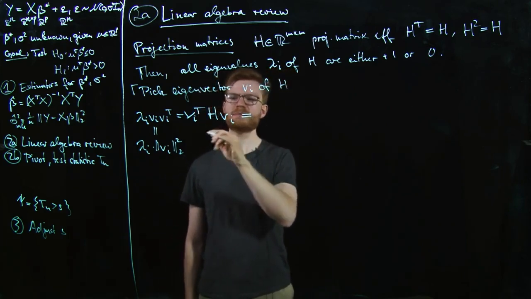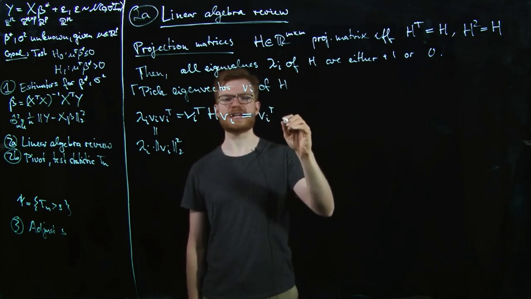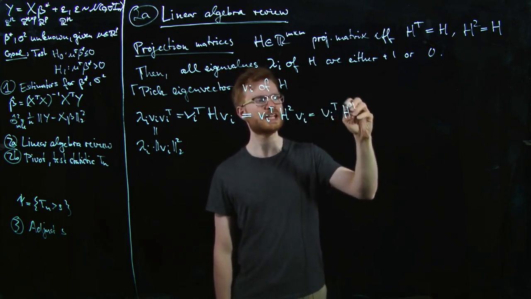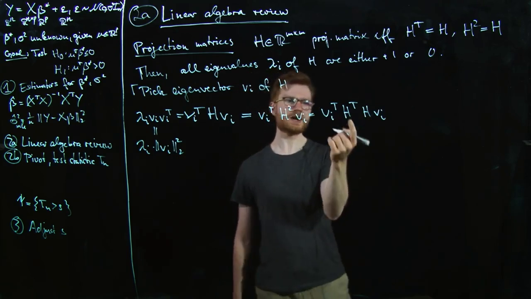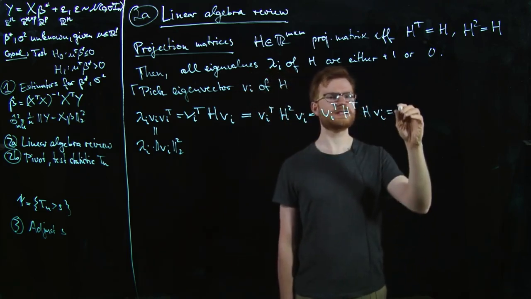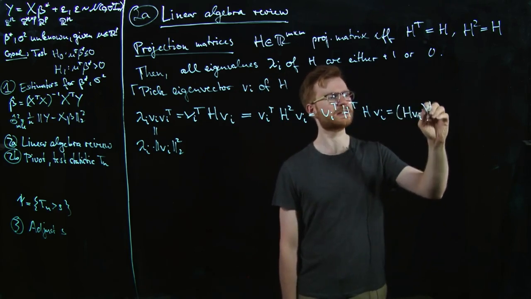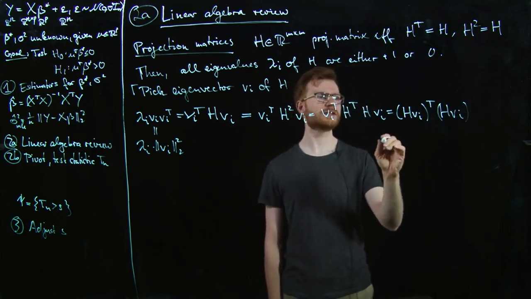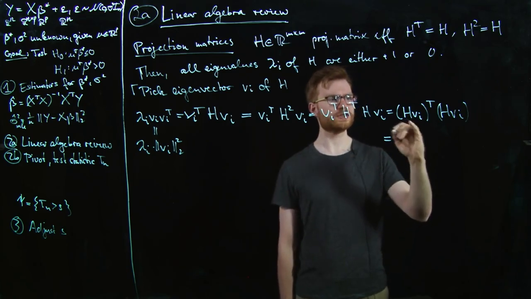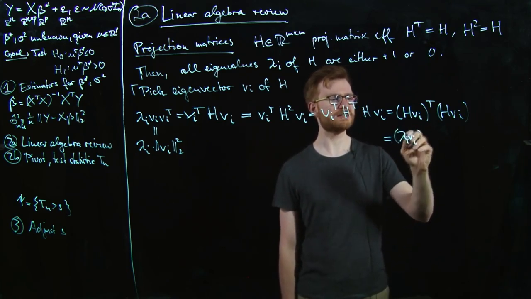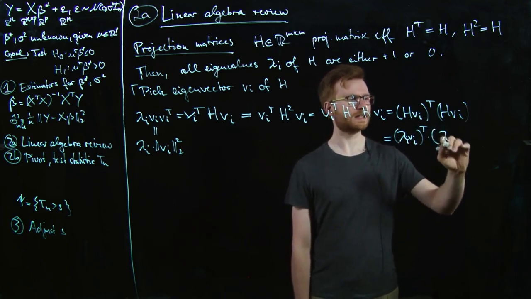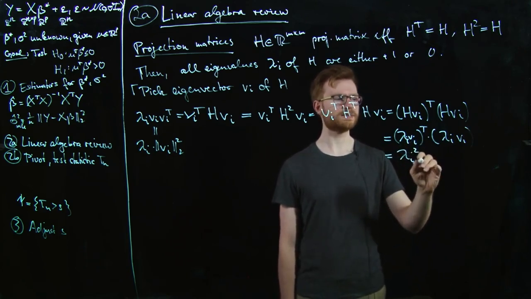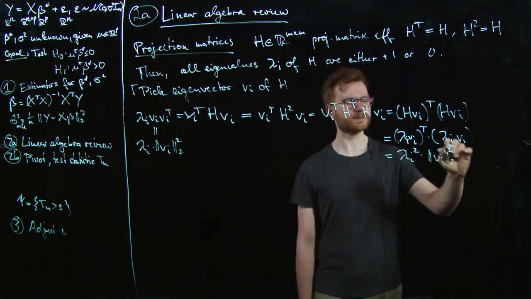But in other words, we know that applying H once is the same as applying H twice. And we know it's symmetric, so it's the same as writing H transpose H v_i. Now we're using facts about the transpose, namely that I can write this as (H v_i) transpose H v_i. And now we use again that v_i was an eigenvector for H. So this is lambda_i v_i transpose times lambda_i v_i. So lambda_i is a scalar, so I can put in front lambda_i squared times the norm squared of v_i.